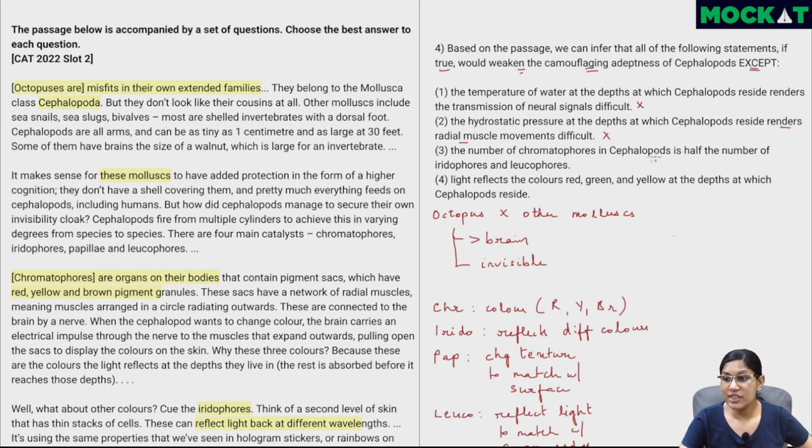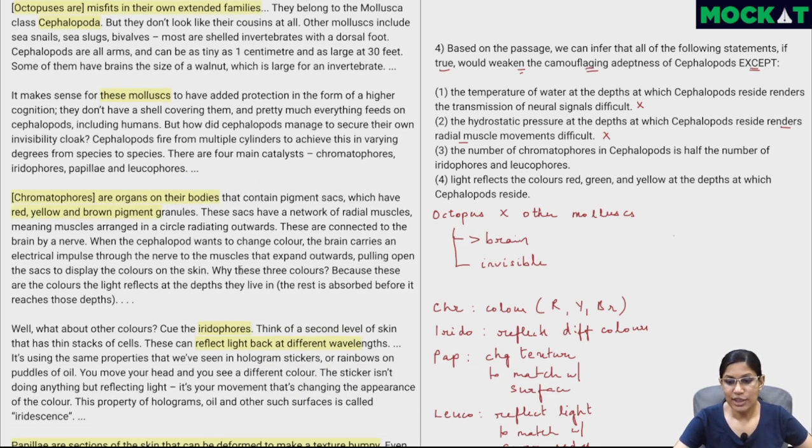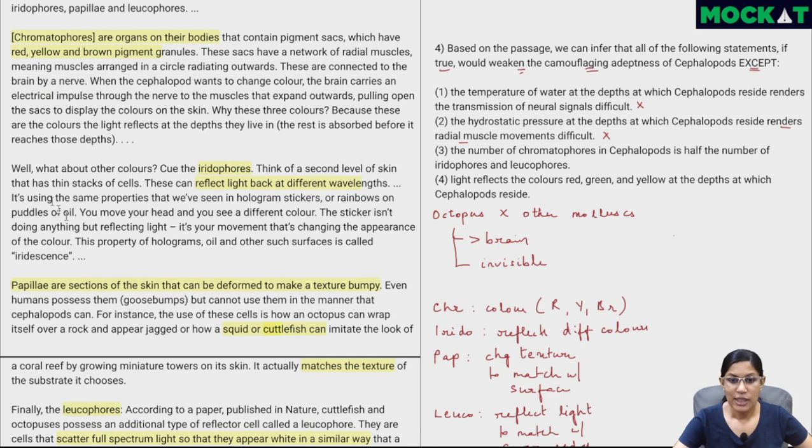The number of chromatophores in cephalopods is half the number of iridophores and leucophores. Now, if this is the case, this does not seem to really be weakening their camouflaging ability. It could be that a smaller number of pigment sacs is sufficient. And since these are skin cells or other cells, it could be that a lot more are required. So since chromatophores are organs, there could very well be a smaller number of organs than the iridophores or even the leucophores. So at present, this does not seem like it's going to weaken. So we'll hold this option. We'll just validate the fourth one. If that's also weakening, this becomes the correct choice.